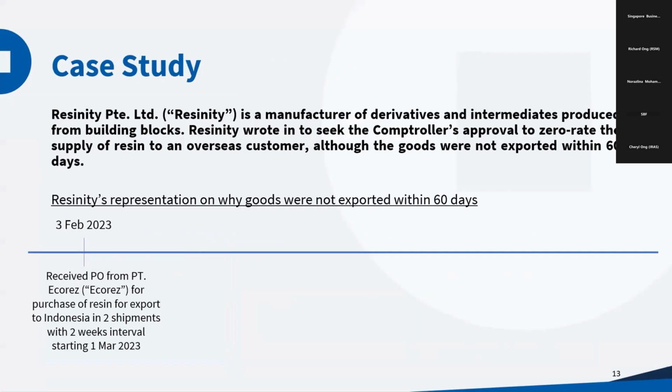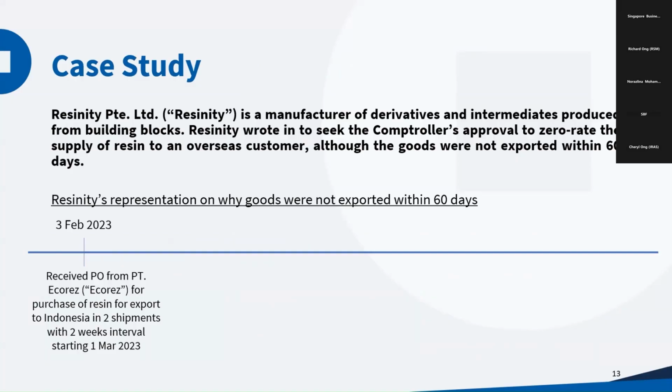Let me share a case with you that we encountered in the course of our work. We have changed the names and details in this case to protect the taxpayer's identity. So this case involved a company called Vicinity Private Limited, who is a manufacturer of derivatives and intermediates. So here's the situation they faced.